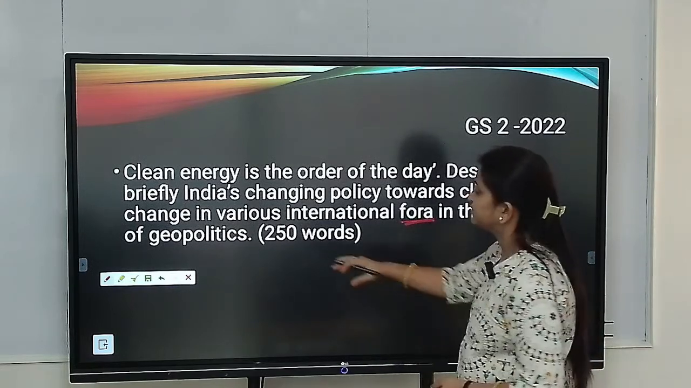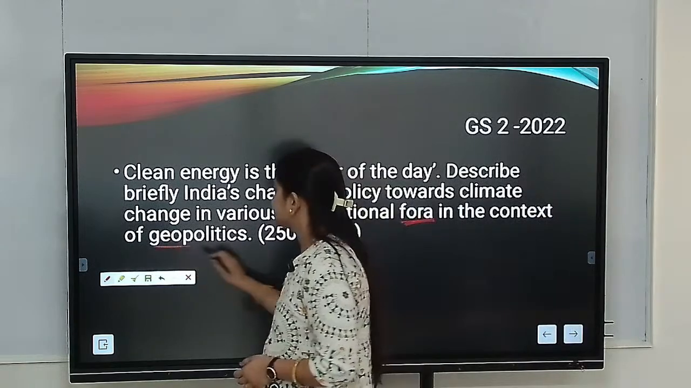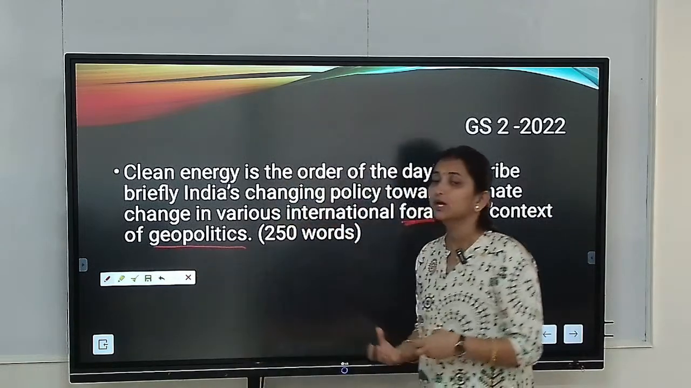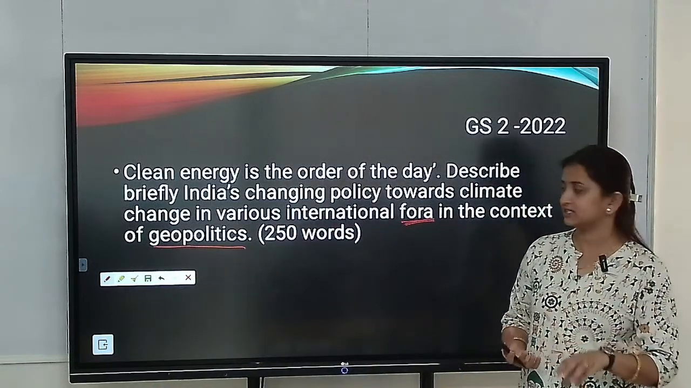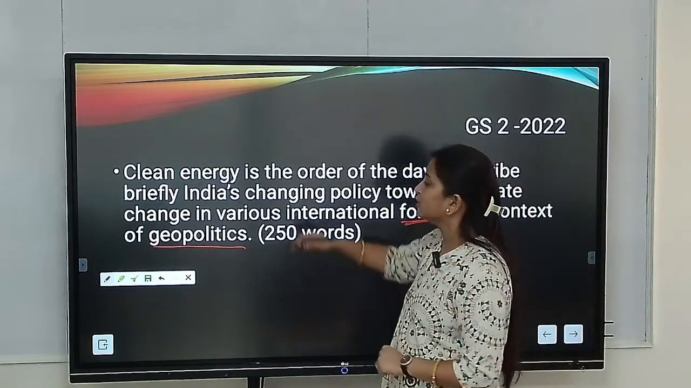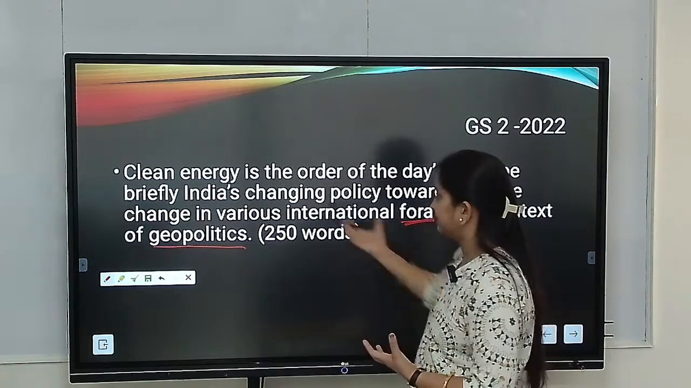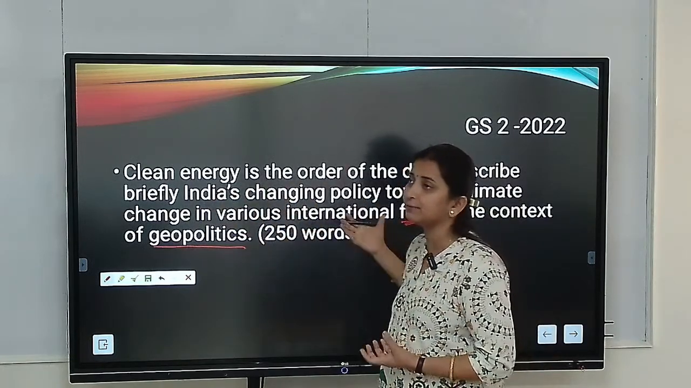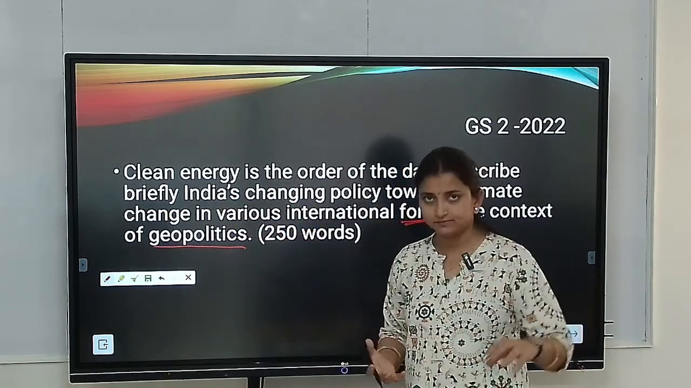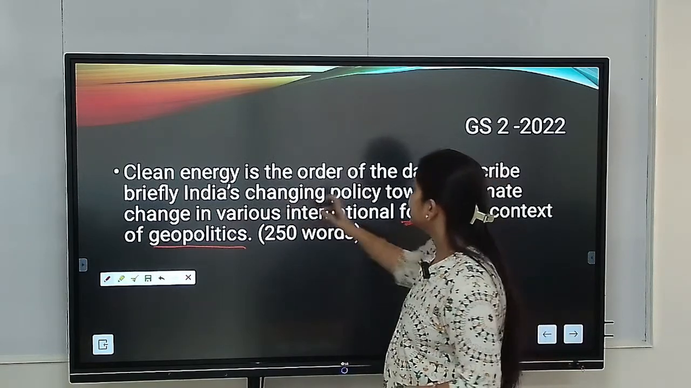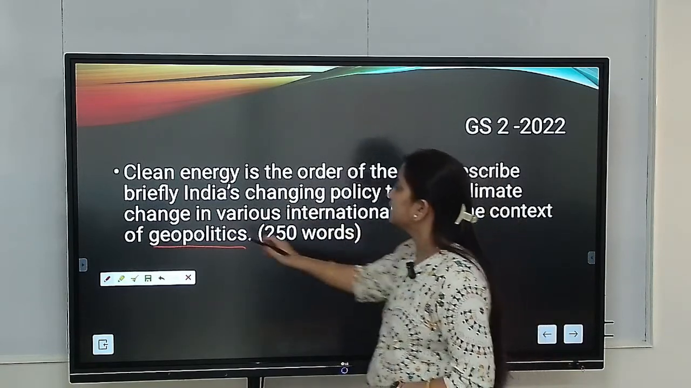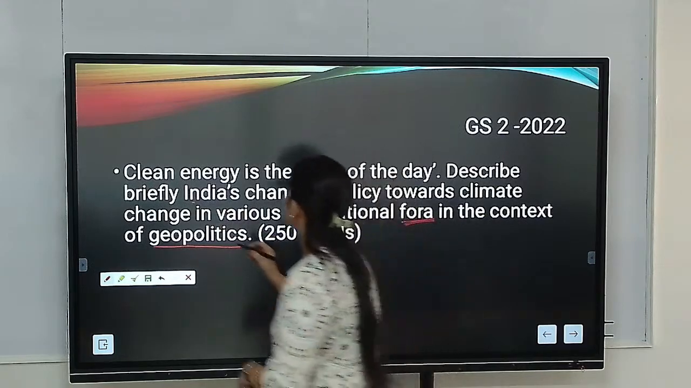In the context of geopolitics, geopolitics in general in IR means geography-related politics. So it is saying that clean energy is the need of the hour. It is the order of the day. It means clean energy will determine which country is the leader. Okay. So clean energy is the order of the day. It is asking what has been the change in India's stance.